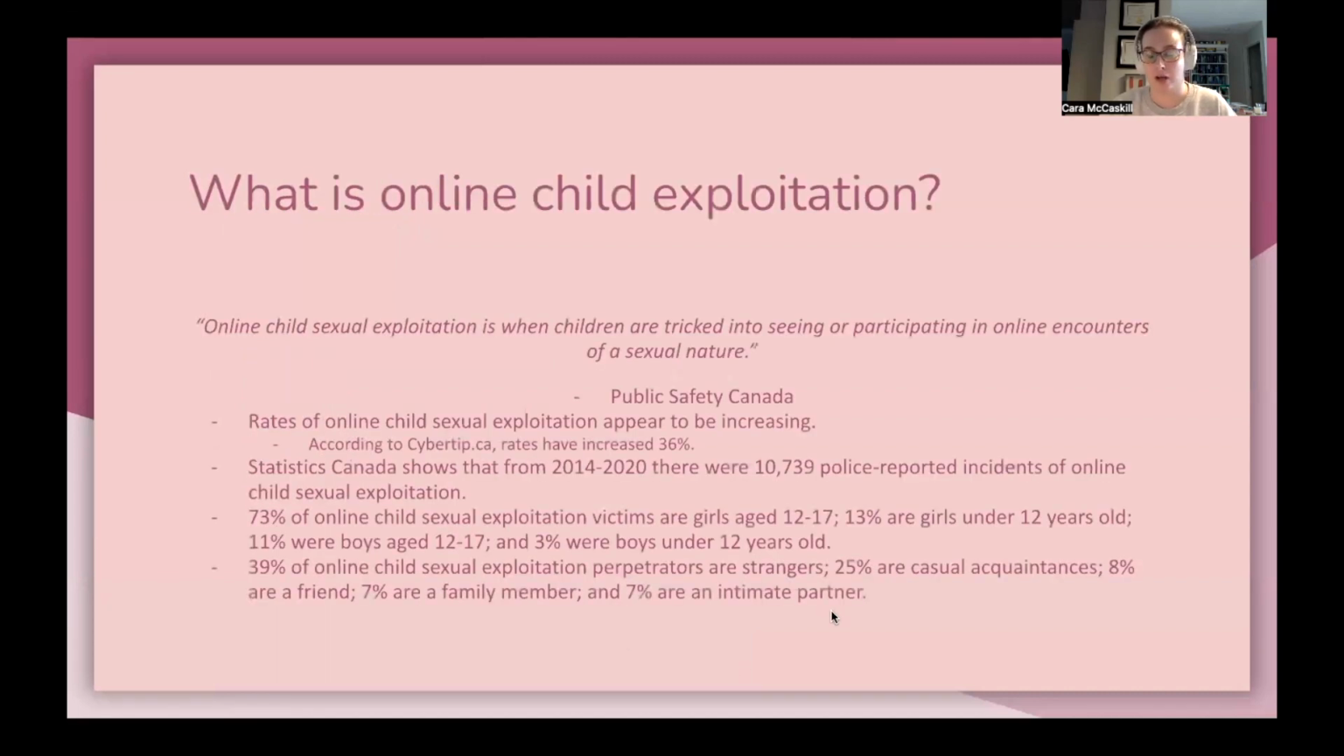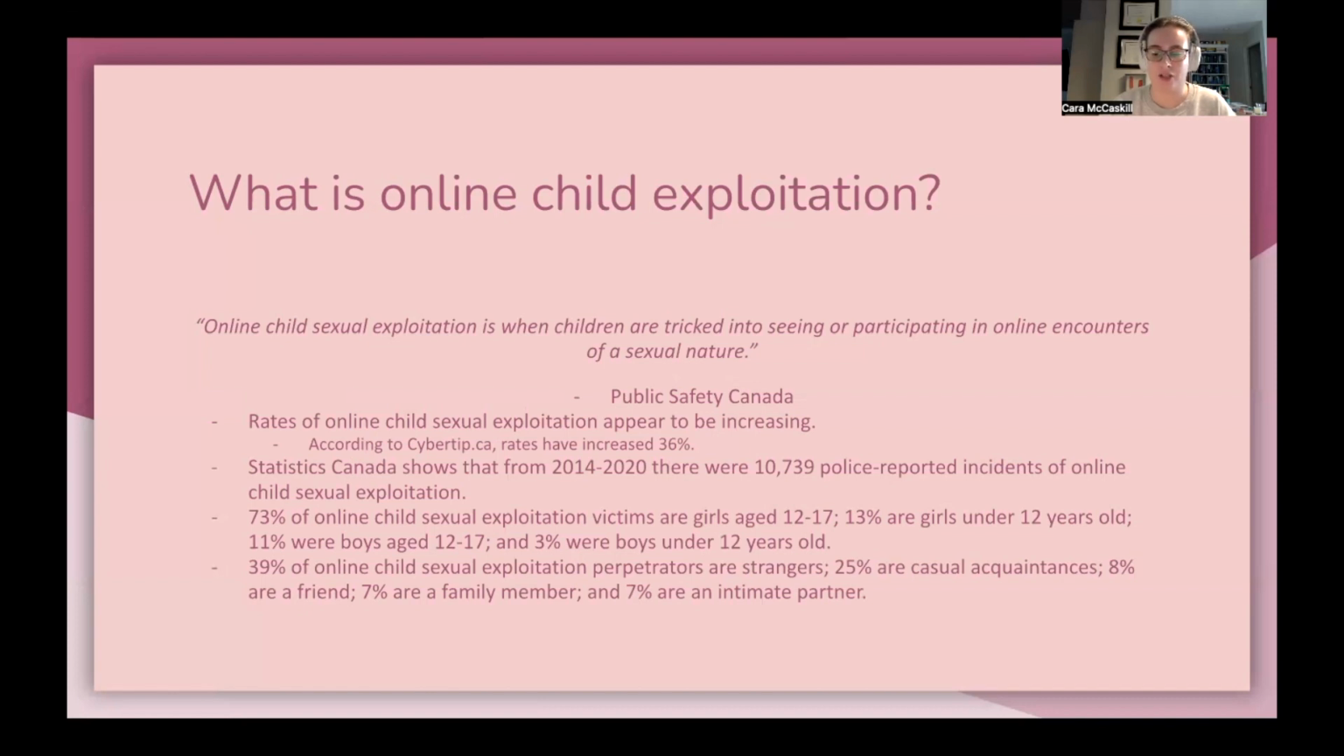So, what is online child exploitation? Public Safety Canada and the Government of Canada define online child sexual exploitation as follows: online child sexual exploitation is when children are tricked into seeing or participating in online encounters of a sexual nature. So that's pretty broad, but that's for a reason. As you're going to see, there are a lot of different ways that online child sexual exploitation can occur.